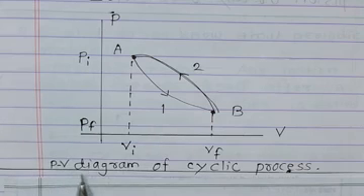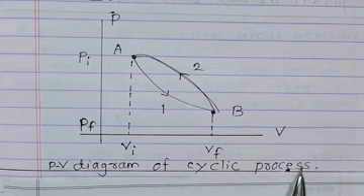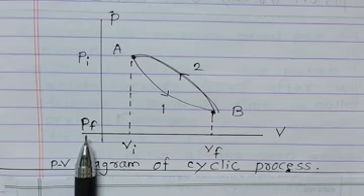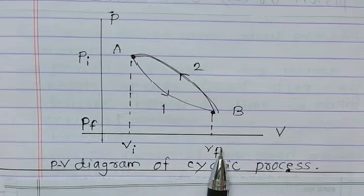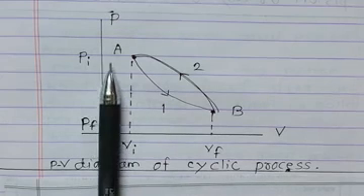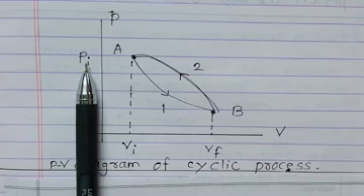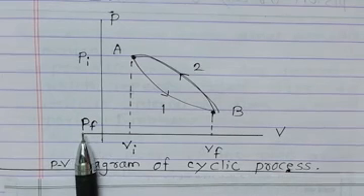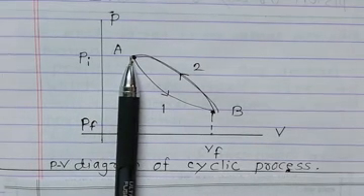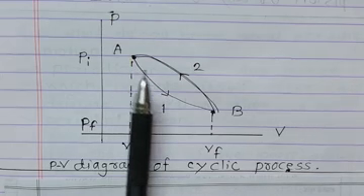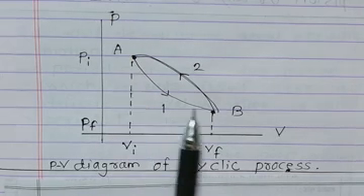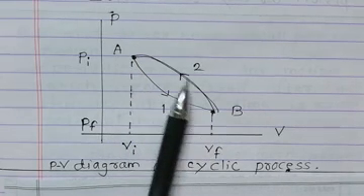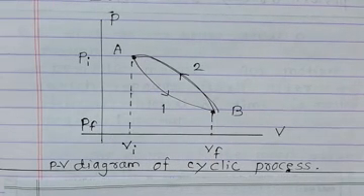Now, PV diagram of cyclic process. Here, volume is denoted along the x-axis, V initial, V final. Pressure is denoted along the y-axis, P initial and P final, that is initial pressure, final pressure, and the system is seen in this way, A to B, from this or from this. Here the system again returns to the initial state.